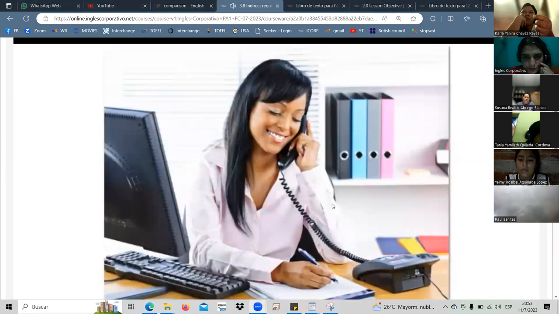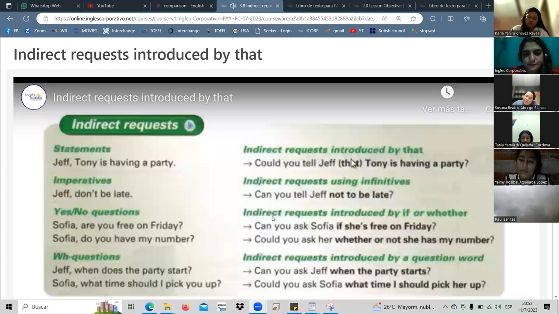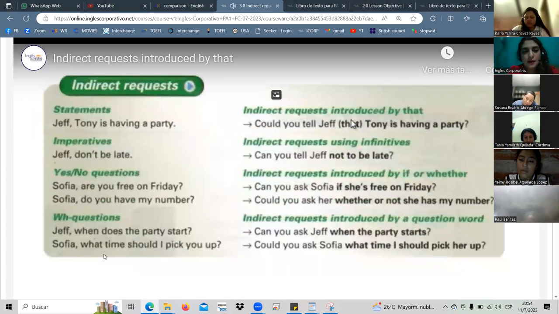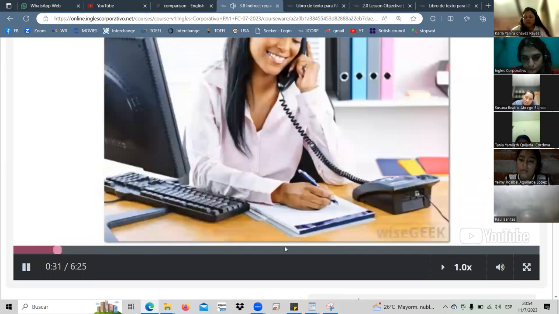An indirect request means that you want to give a message to someone who is not present or not available. Let's say, for example, you call a person and the person is not there, and you leave a message for that person. Well, this is what we call an indirect request. So let me present some structure. If you see the chart on the screen, we can see how this structure changes depending on the type of sentence: statements, imperatives, yes/no questions.